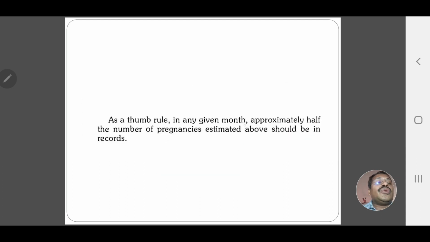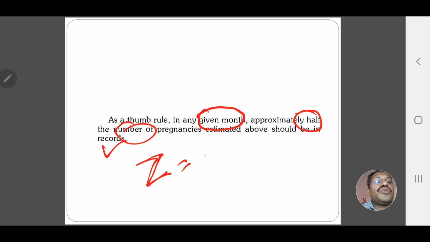So as a thumb rule, in any given month, approximately half the number of pregnancies estimated above should be in record. This is what is very important here. Half the number of pregnancies should be in the records. Half of Z. So this is the rule. At least we calculate the number Z. So in any given month, the woman should have examined at least Z by 2. At least half the pregnancies should be in the record.